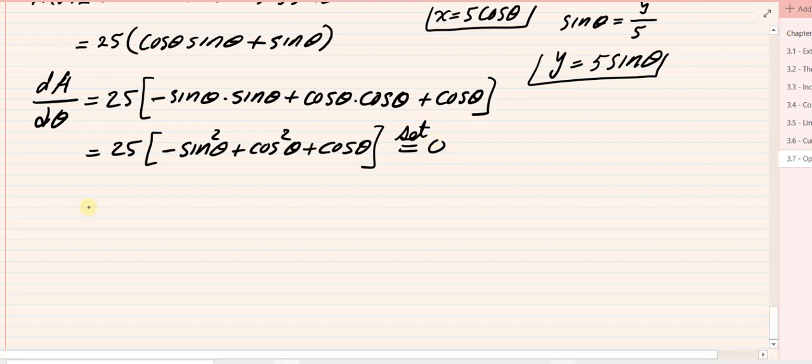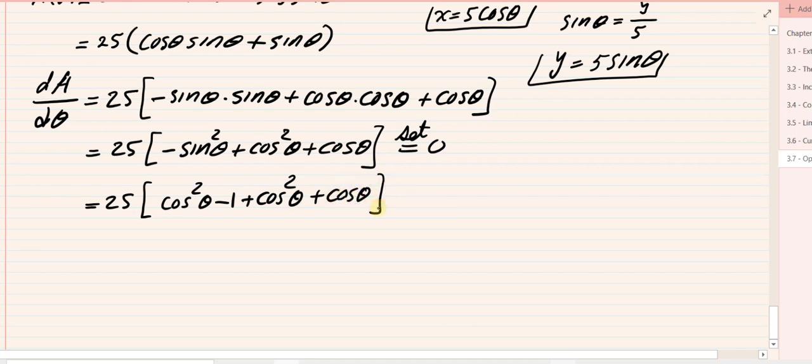Well, in this case, because I see more cosine than sine, let's change our sine squared using the Pythagorean identity. That's going to be cosine squared minus 1. The reason, because it's negative. If that was positive, I would write 1 minus sine squared. 1 minus cosine squared, plus cosine squared theta plus cosine of theta. Okay, and what happens next? Next, I can actually combine cosines. So I get 2 cosine squared theta plus cosine theta minus 1 equals 0, right?